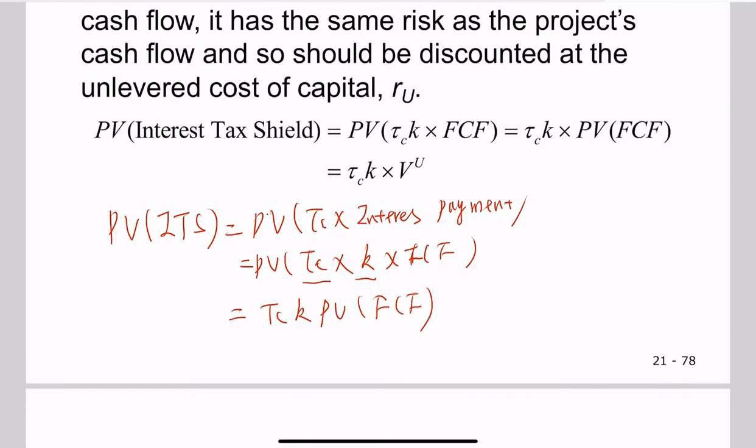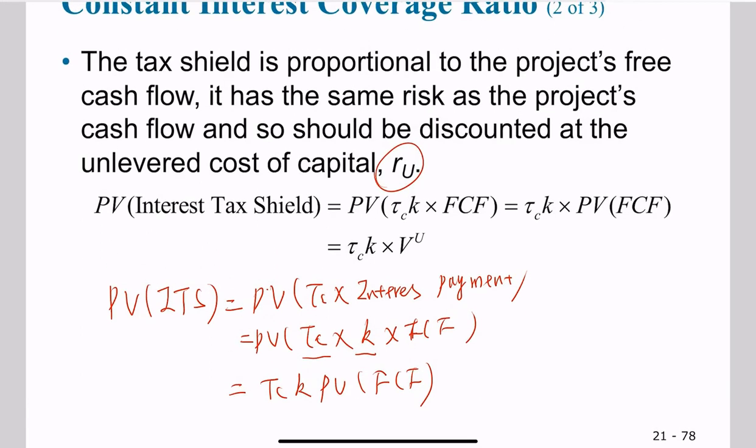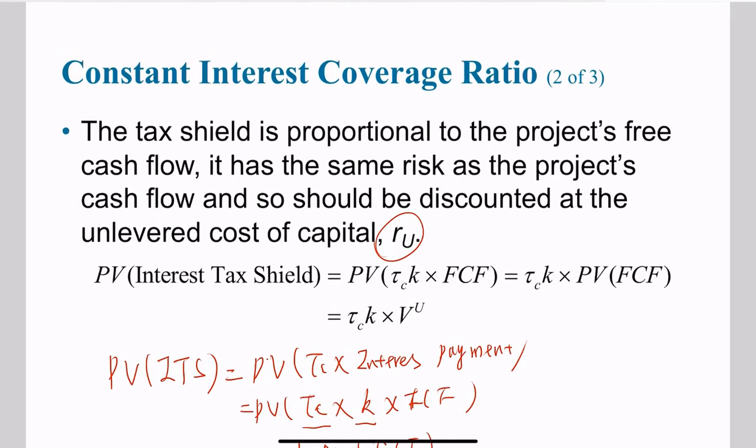And we learned one thing. When we want to discount the firm's interest tax shield, then we should use the unlevered cost of capital, right? If we assume the firm maintains a constant debt to value ratio. Here we have a different assumption. That is, the firm has a constant interest coverage ratio. And the result is the same. We still should discount these interest tax shields using the unlevered cost of capital.